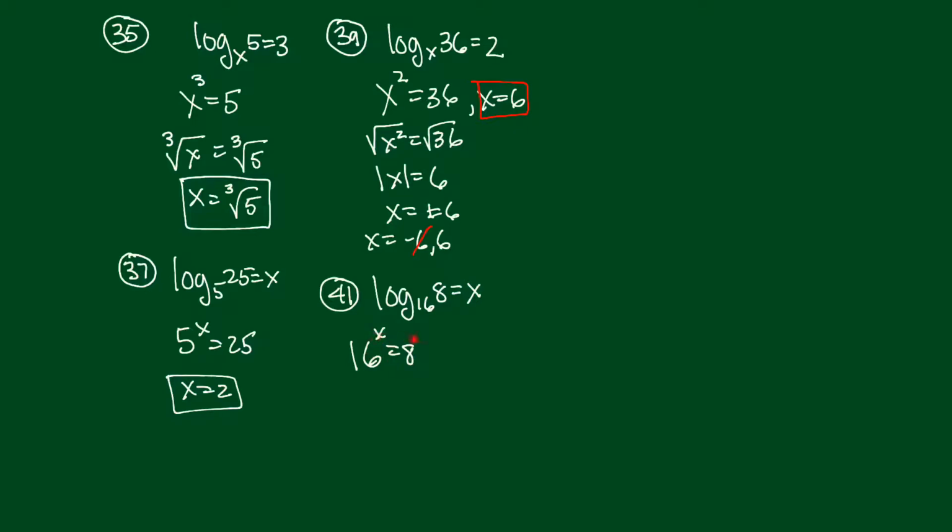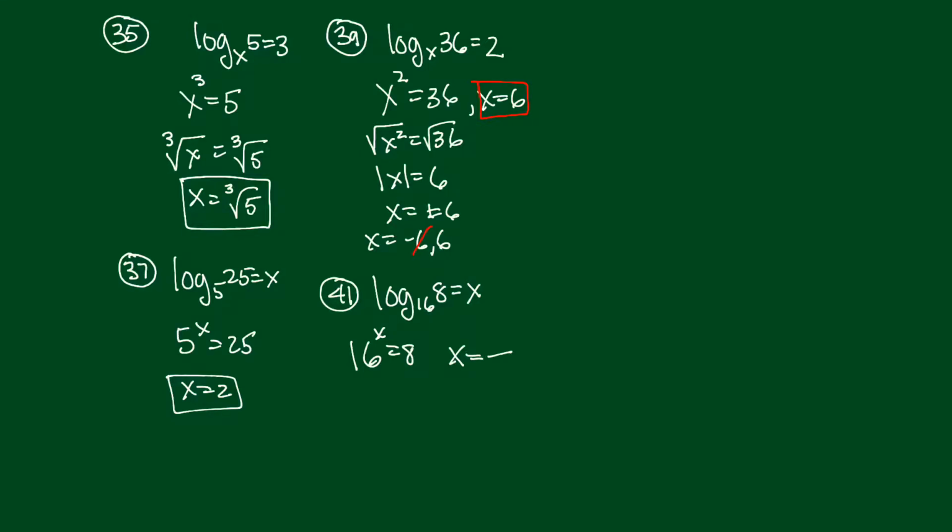If it's bigger than 1, this number would be bigger than 16. But this number is smaller than 16, so that x has to be smaller than 1. So it's going to be some kind of a fraction. So I'm thinking this maybe. X is equal to some kind of a fraction.